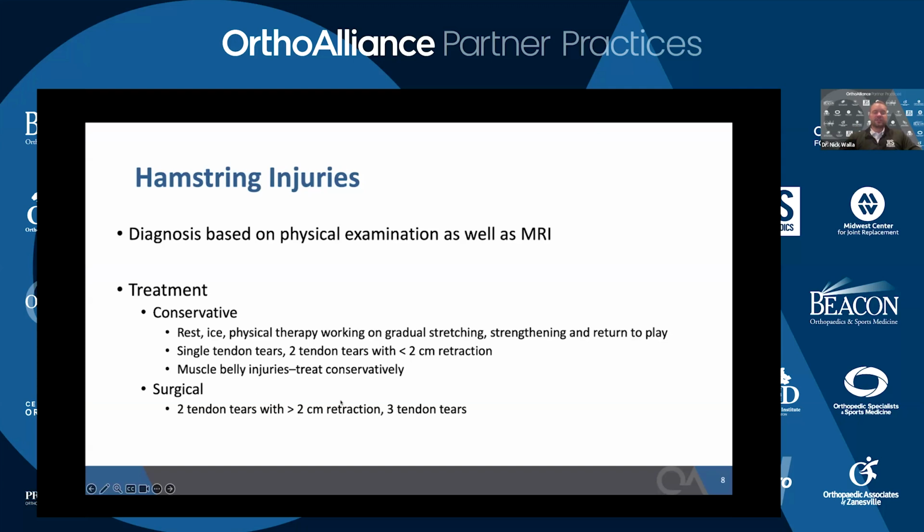The surgical issues are when a couple of the tendons pull far away from the bones, greater than 2 centimeters, or if you have a full 3 tendon pull off the bone. That's something that we try to do surgery on, to repair those tendons back to the bone in an expedited fashion, within a couple weeks or so. So it's important to seek evaluation if you ever have an injury like this.